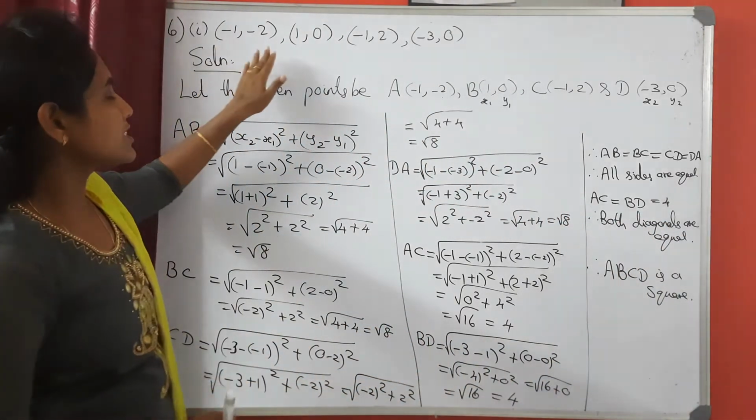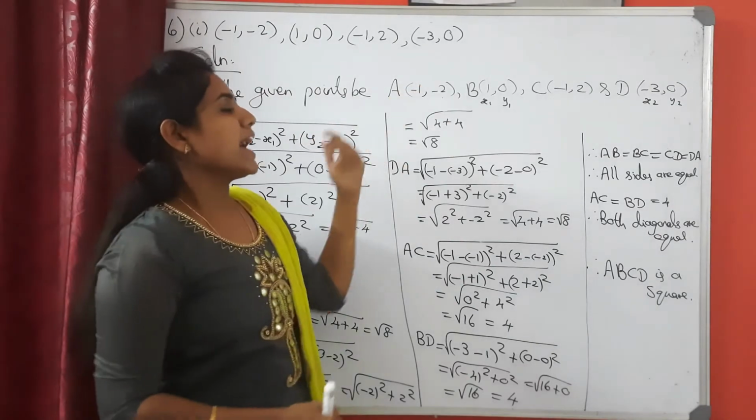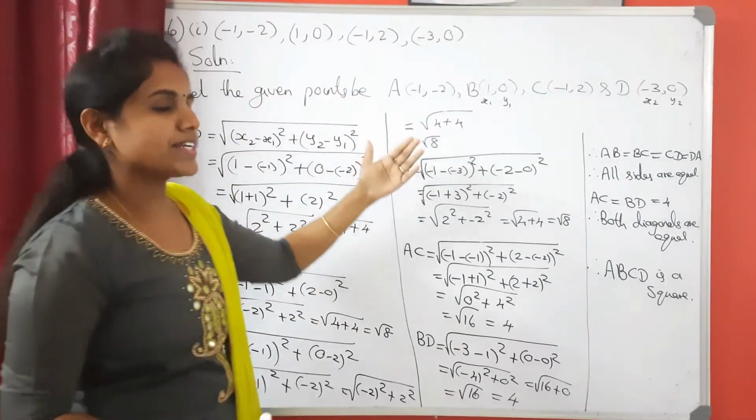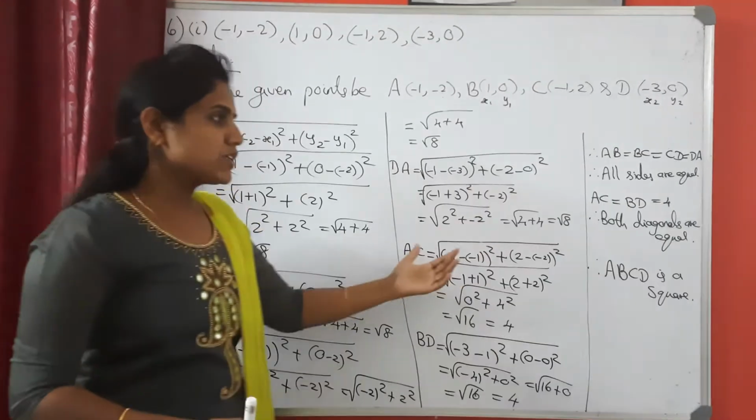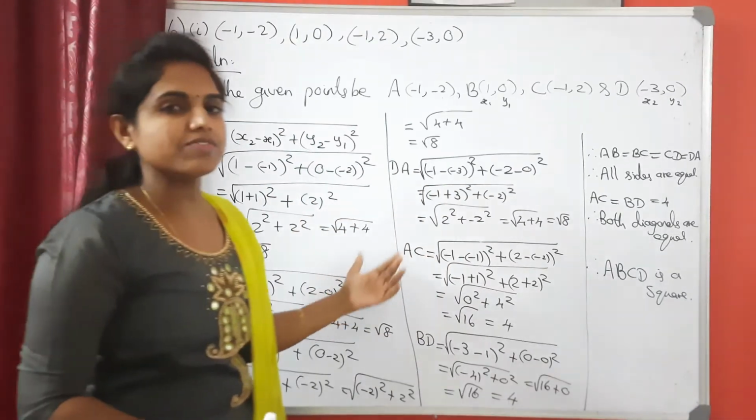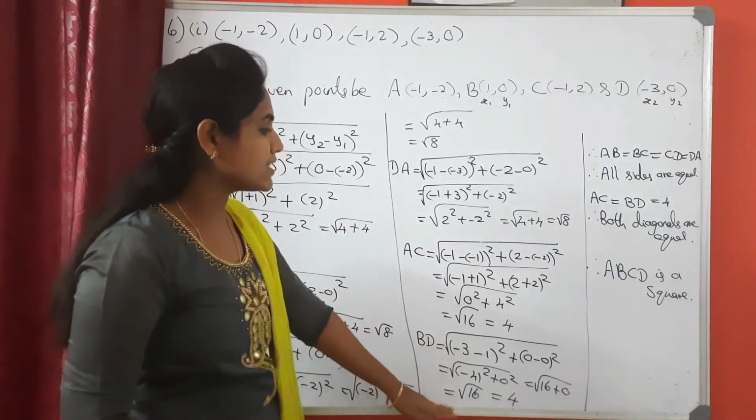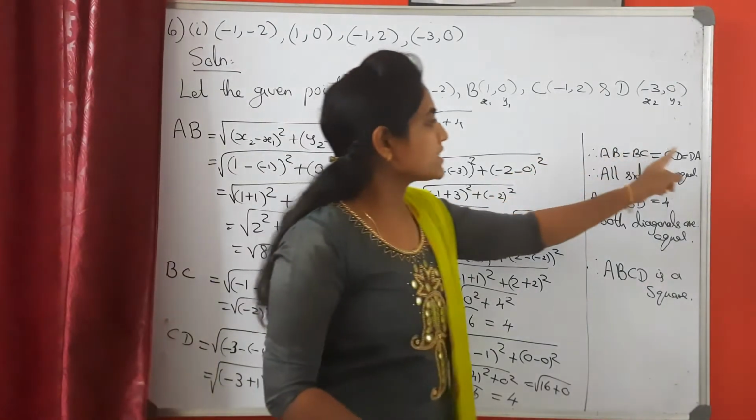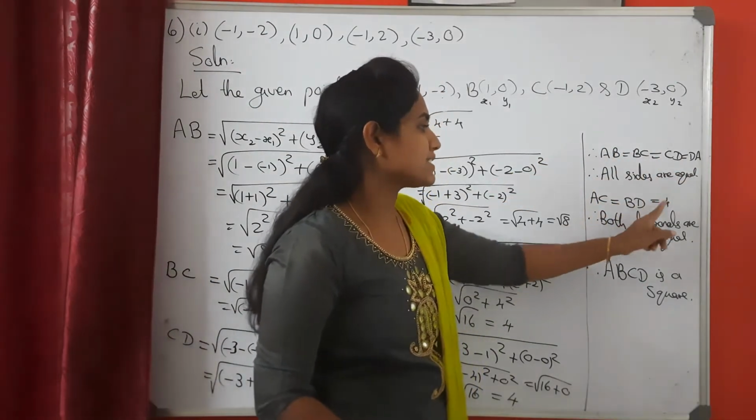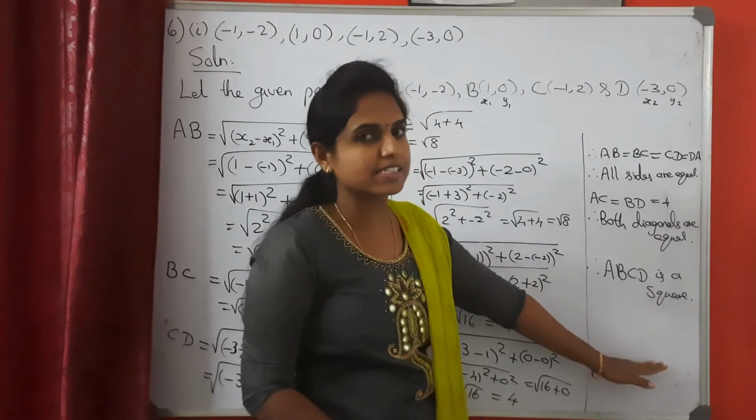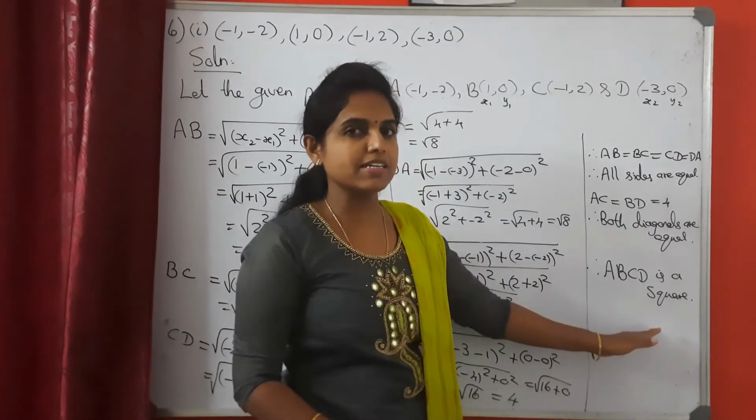So, what's the question? They gave four points and they are asking whether it is a quadrilateral or not. We have to check. If it is a quadrilateral, what type of quadrilateral we need to give. So first we have to find the four sides and the two diagonals, then you check the answer. Four sides are also equal and the two diagonals are also equal. Therefore, ABCD is a square.